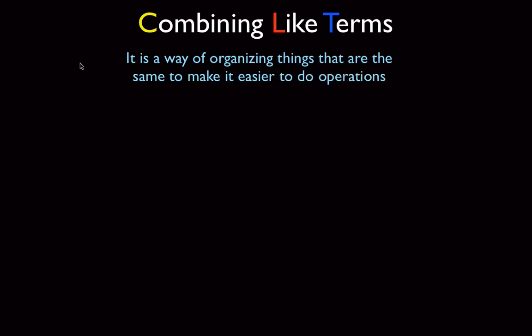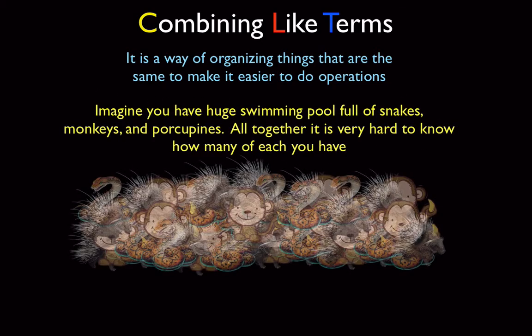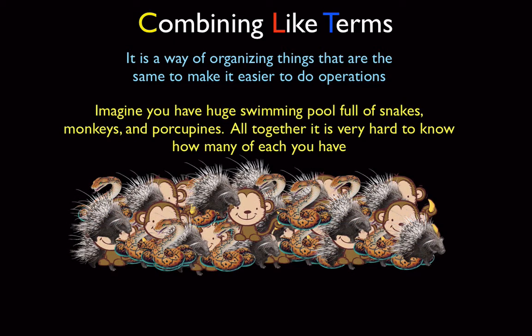First of all, combining like terms is a way of organizing things that are the same to make it easier to do operations, or basically easier to know how many there are altogether. So starting off, imagine you have a huge swimming pool full of snakes, monkeys, and porcupines. Altogether, it's very hard to know how many there are of each of them. So right there, if I asked you to guess, how many monkeys do you think there are? How many snakes do you think there are? How many porcupines? And I use those examples because they're very extreme.